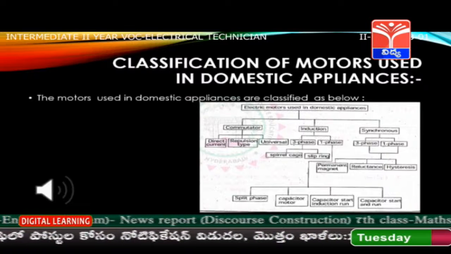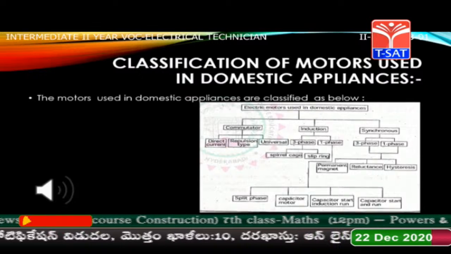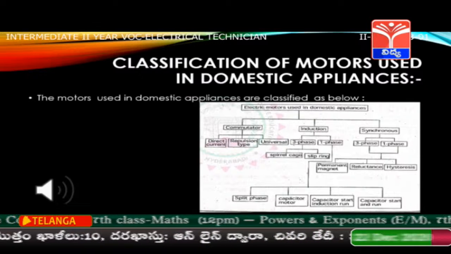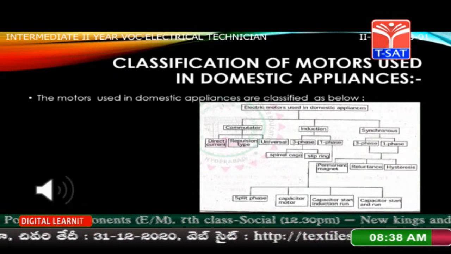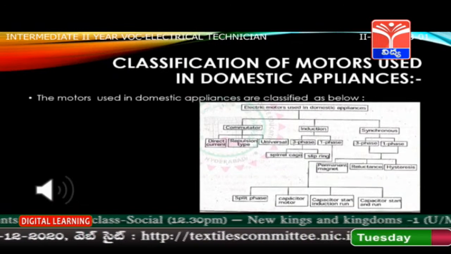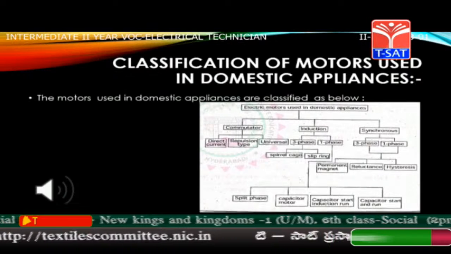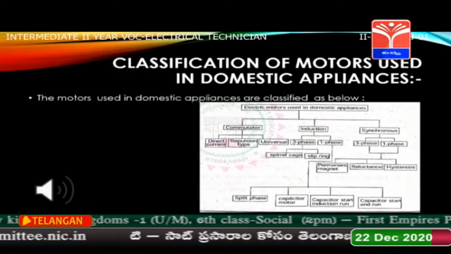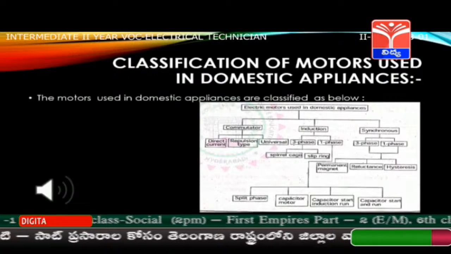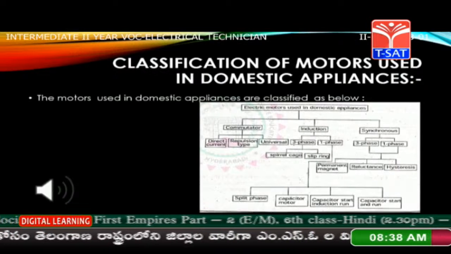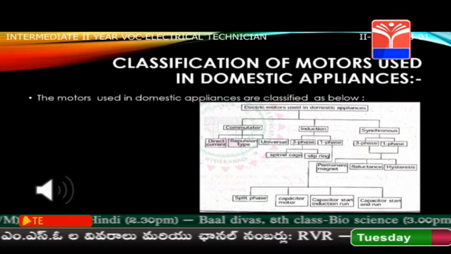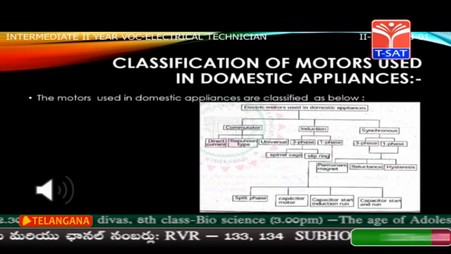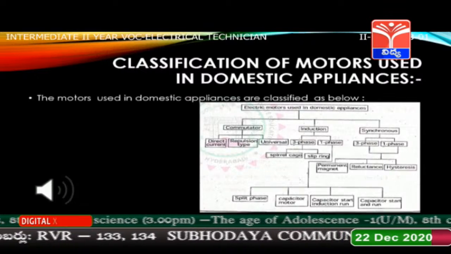And single-phase motors are divided into split-phase motors, capacitor start induction motor, capacitor run motor, capacitor start and run motor. The other one is a synchronous motor. It is subdivided into three-phase and single-phase. Those are same as in three-phase and single-phase, subdivided into permanent magnet, reluctance, and hysteresis.